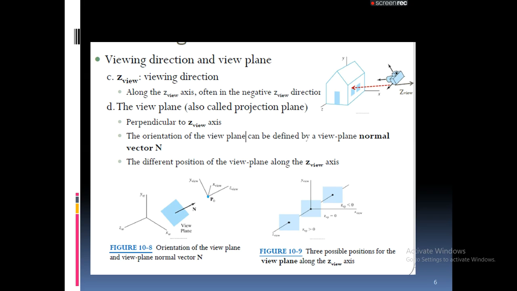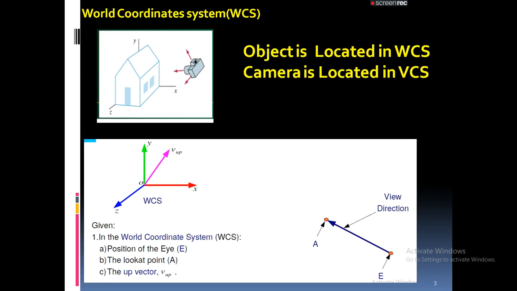Next, what is Z view? Z view always defines your viewing direction. As we have seen in the second slide, I'll go back to that particular slide. Please see this arrow. This arrow indicates that our eye is here, which is nothing but the origin of the camera. If this is the origin of the camera, what is the viewing direction? This arrow indicates Z view, and it is the positive Z view.